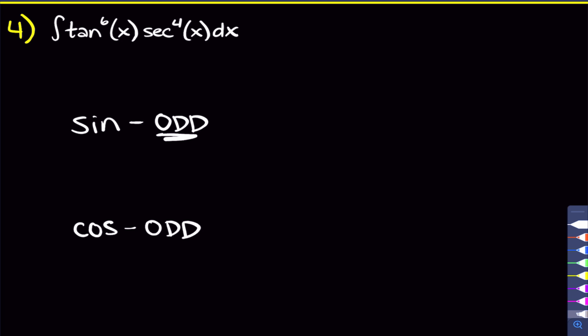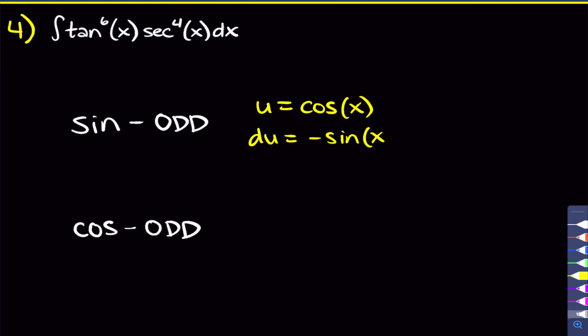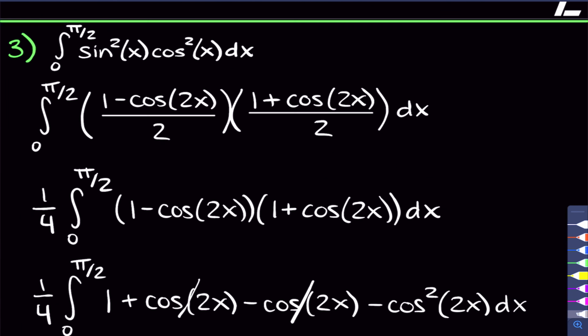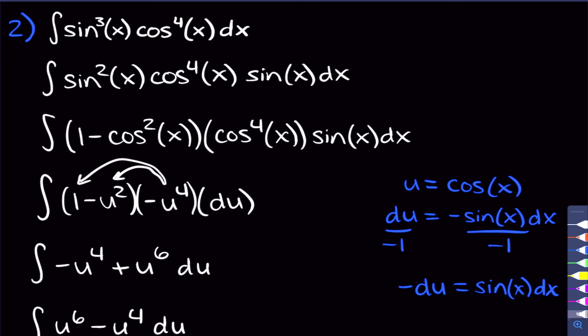But let's say that one of them were odd. Well, if sine had the odd power on it, then what we would do is make our u the other trig function. We'd make our u cosine. And that means our du would be a negative sine of x. So in our trig integral, we'd want to separate out a sine. So you can see that in, was it problem 2? Yeah, problem 2, sine had an odd power, so we had to split apart that sine to give us that sine of x dx. And that was how the du got covered.